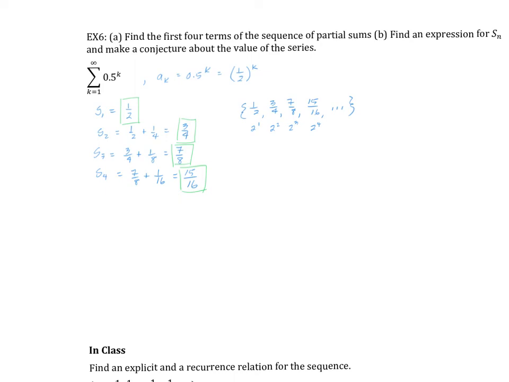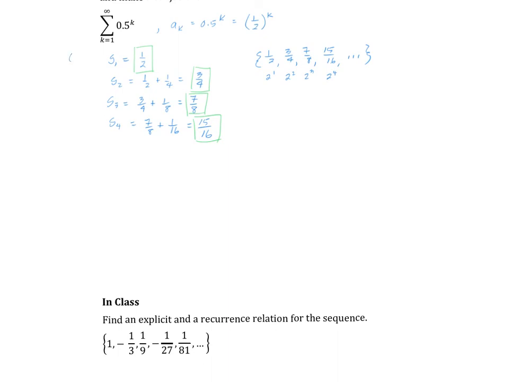If I were to come up with a formula for S sub n, this was our part A, it looks like the denominator is 2 to the n. So that gives me the 2, 4, 8, and 16. What I notice about the numerator is it's 1 less than the denominator.